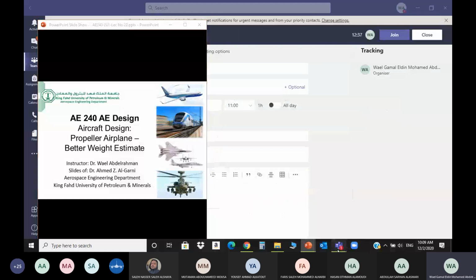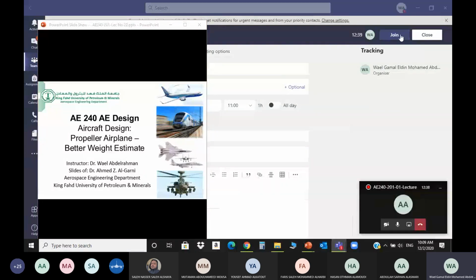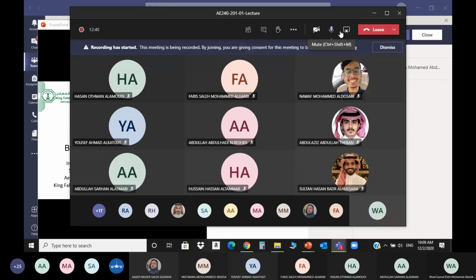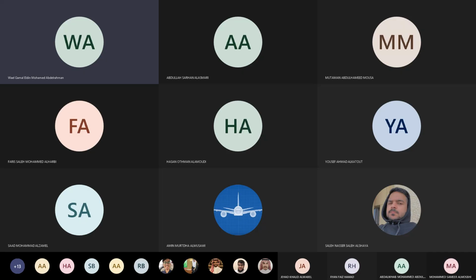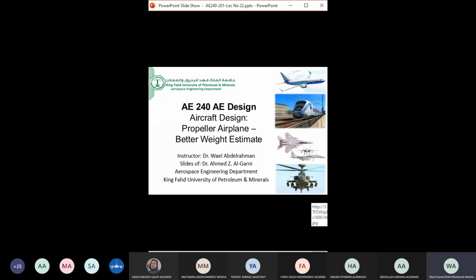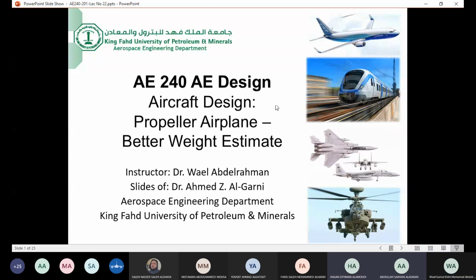Now, are there any other questions from other teams? Because basically we will be answering your questions today and Monday. Okay, let me share you this file. Now you can see the new slides, better weight estimate. Okay, so if you have no other questions, we will go with the better weight estimate.